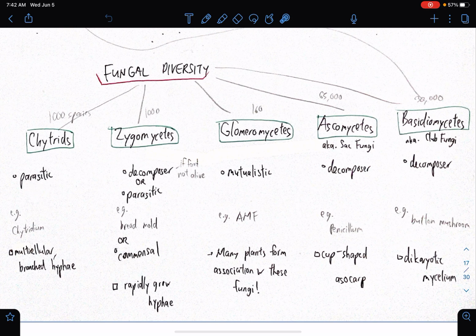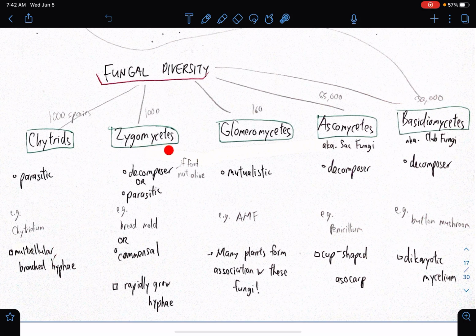Chytrids are parasitic. Zygomycetes are decomposers or parasitic. Let's go back to chytrids first. An example of a chytrid is Chytridium. They're multicellular and they have branched hyphae. Those are the basic features.